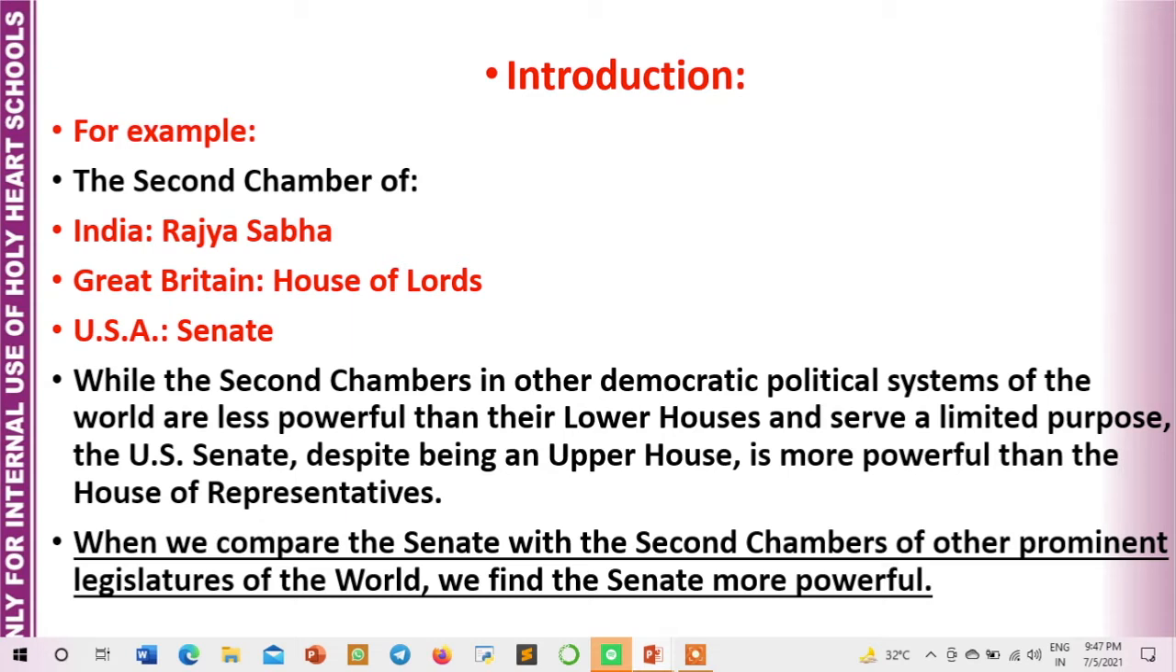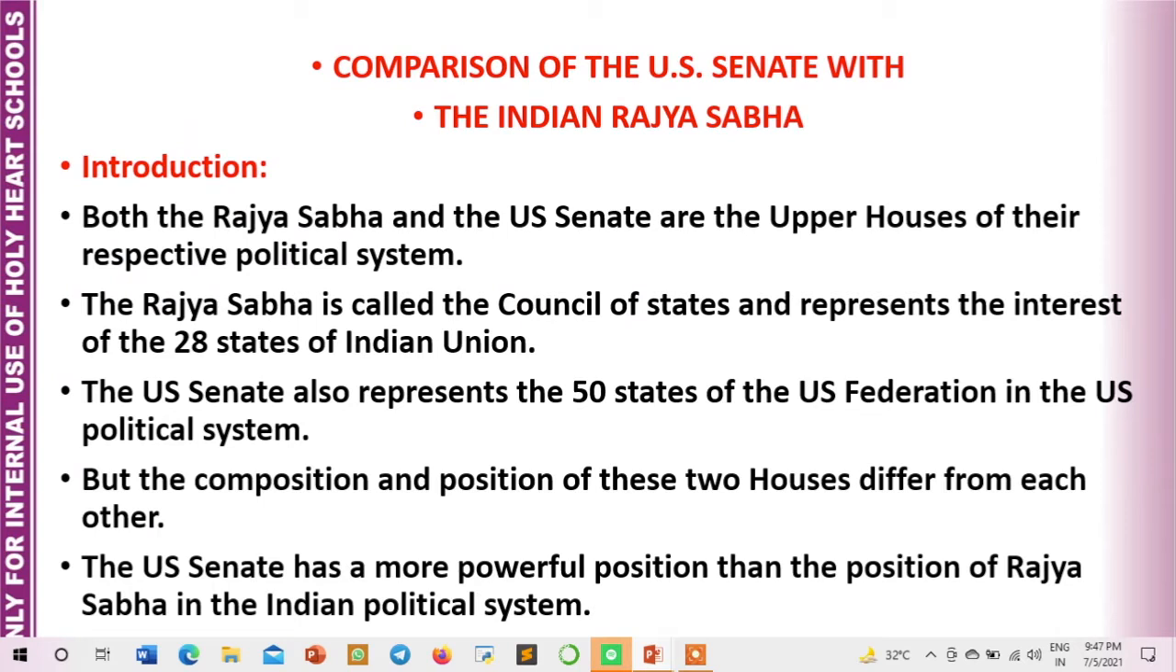So, when we compare the Senate with the second chambers of the other prominent legislatures of the world, we find the Senate more powerful. I will talk about this in detail in today's lecture, how it becomes more powerful. First, I will do the comparison of the US Senate with the Indian Rajya Sabha. So these two countries' upper houses will be compared.